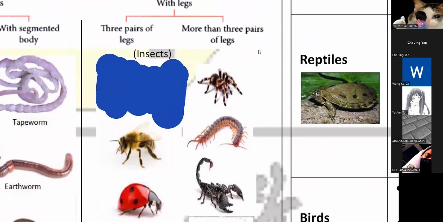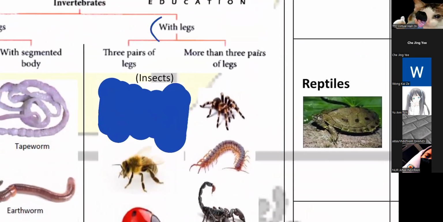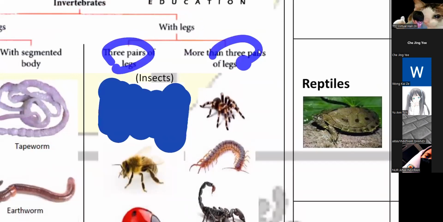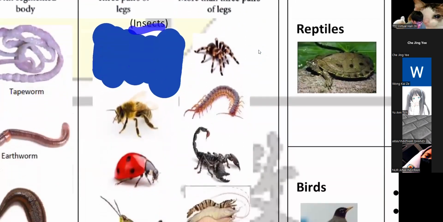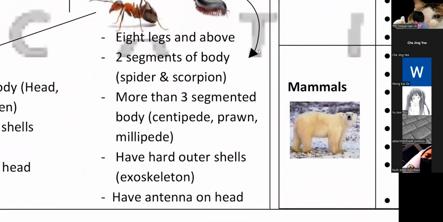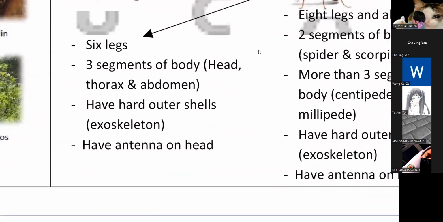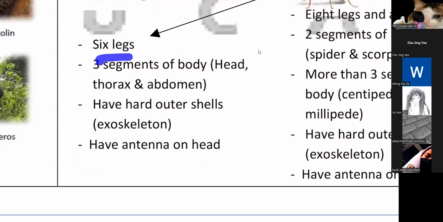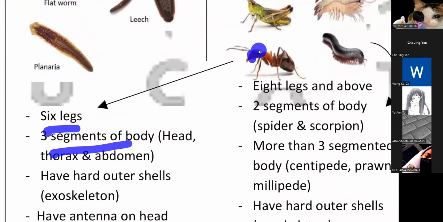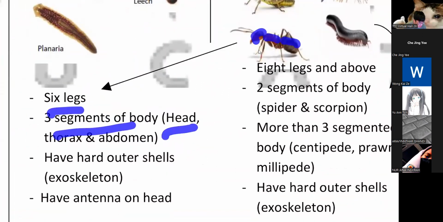Okay, better. Sorry, really hate cockroach. I cannot tahan. Okay, so with legs, so you have 3 pairs and you have more than 3 pairs. Okay, so the one with 3 pairs, we call it insects lah. Okay, serangga lah. And of course, the more than 3 pairs one. I really hate insects. Okay, anyway, so 6 legs, 3 segments. Okay, tiga segment. You have the kepala, head. You have the thorax, which is the chest. You have the abdomen.